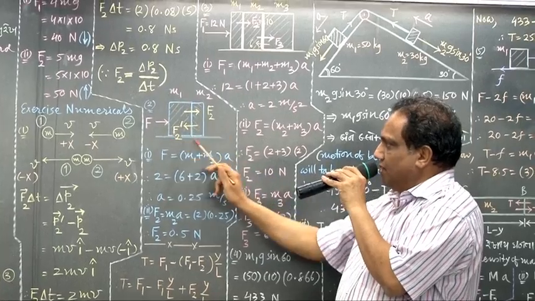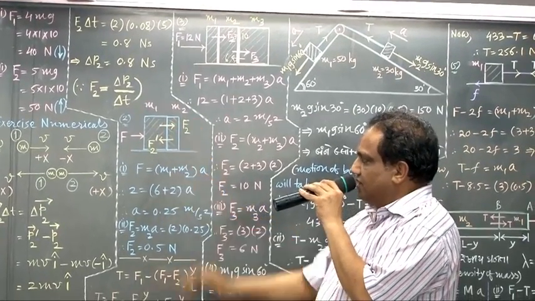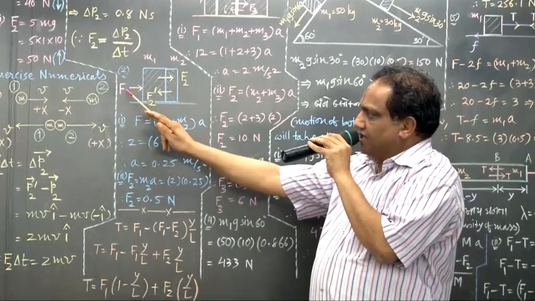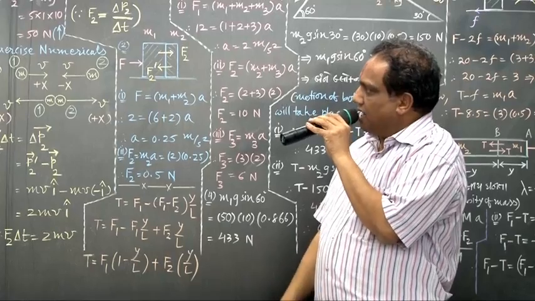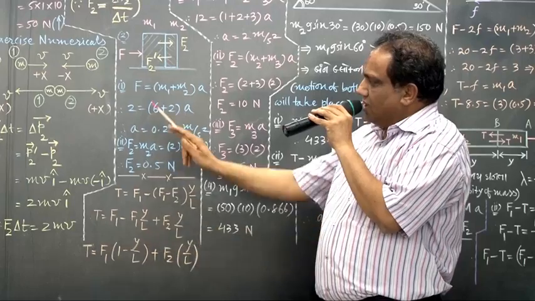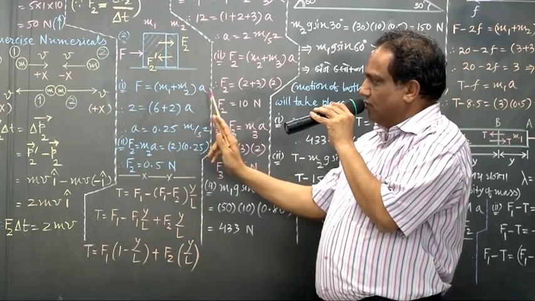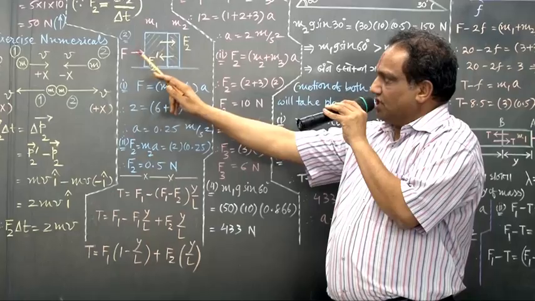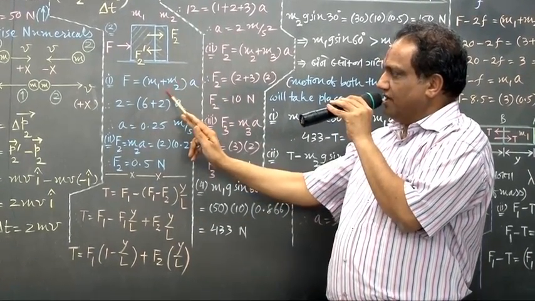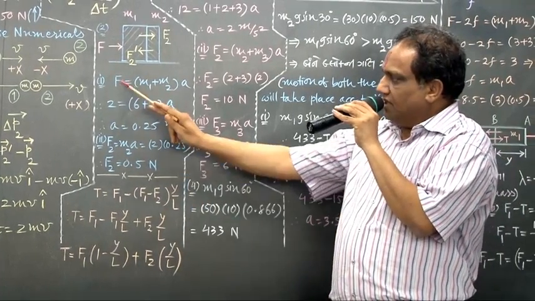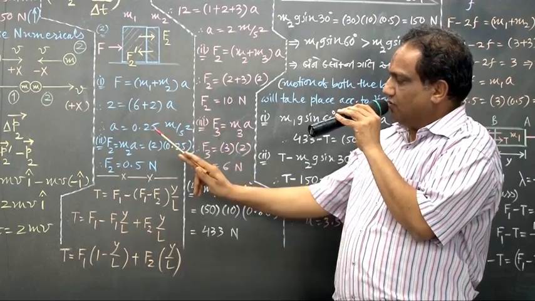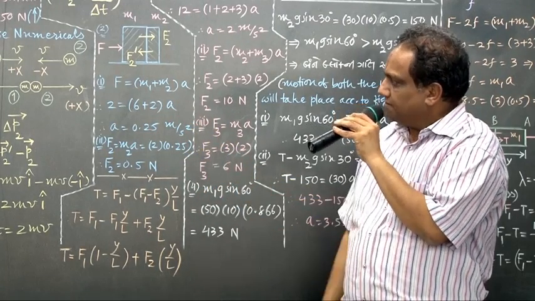We have two blocks in contact with each other lying on a frictionless horizontal surface. An external force F is exerted on the first block from left to right. You know, resultant force is mass into acceleration. Because this force is going to move the entire system, I should write the mass of the entire system, that is m1 plus m2. The force given is 2 newton, m1 is 6 kg, m2 is 2 kg. Find a, it comes out to be 0.25 meter per second square.